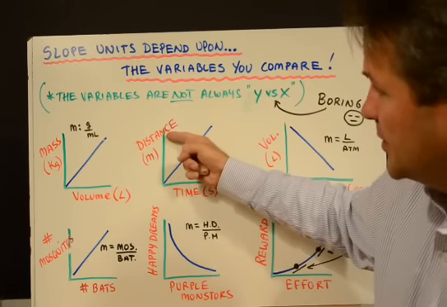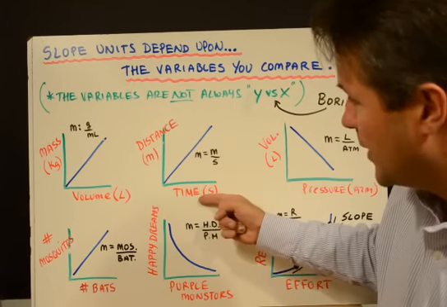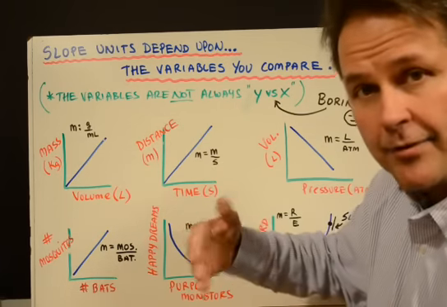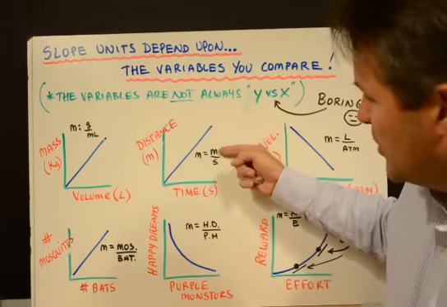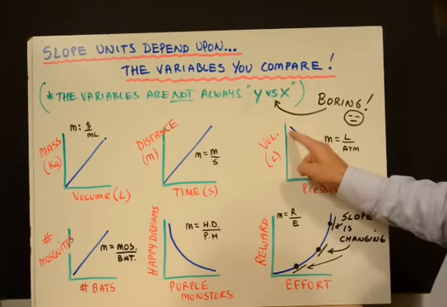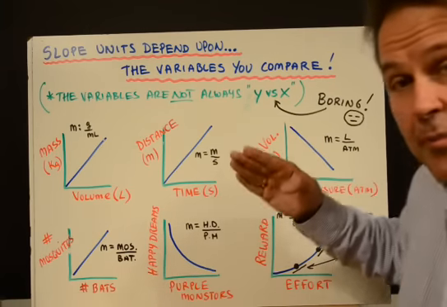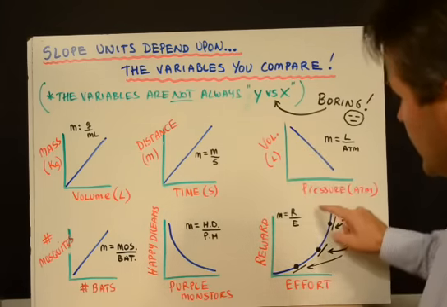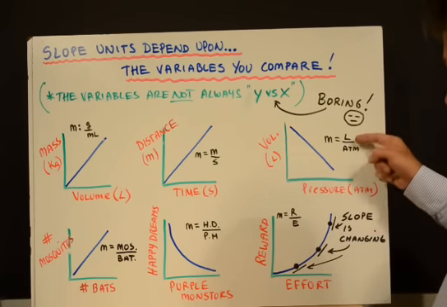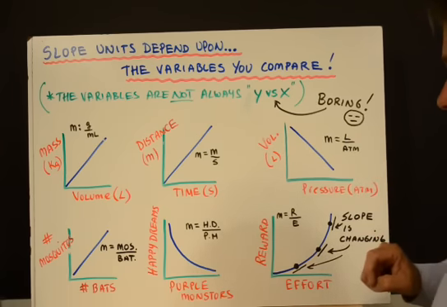Another example, comparing distance versus time. How far does an object travel with respect to time? So the units would be meters per second. Here we have a negative slope, so something is decreasing. Volume is decreasing as pressure increases, and the slope would be liters per atmosphere.